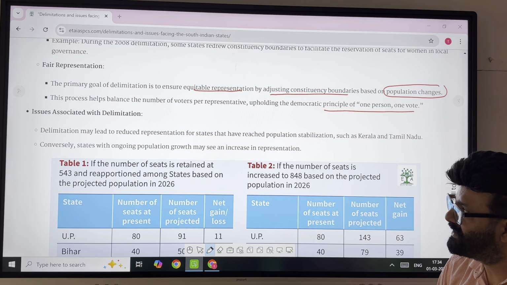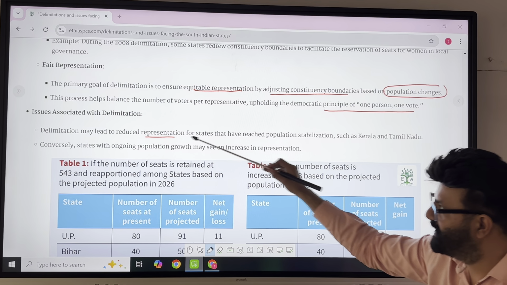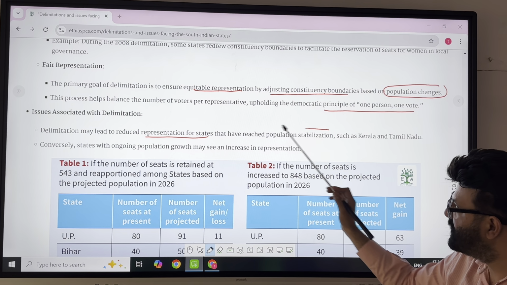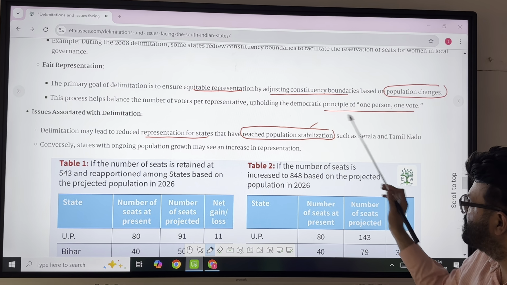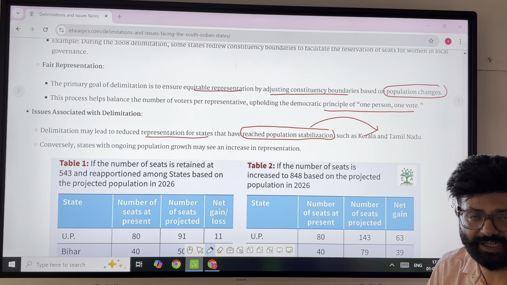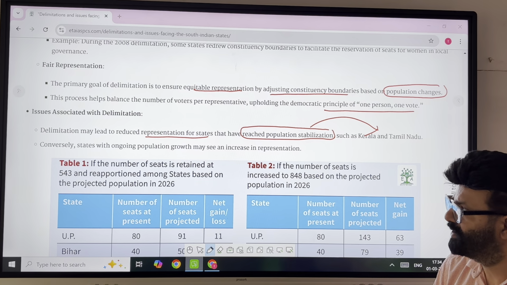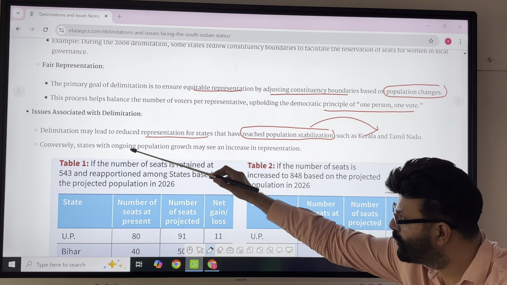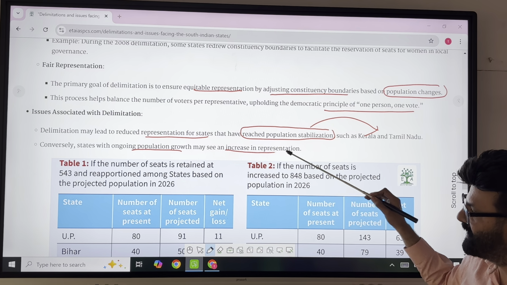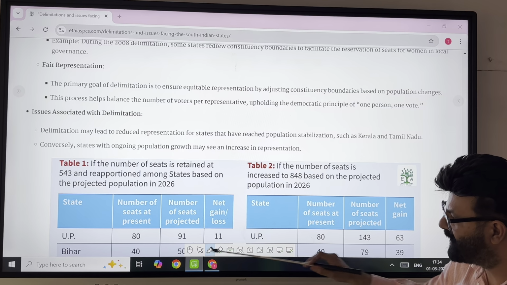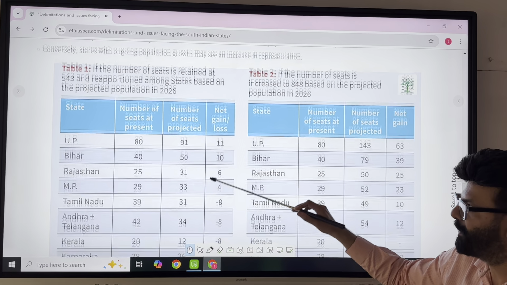Some states will have reduced representation, that is, those that have reached population stabilization, such as Kerala and Tamil Nadu. That is why southern states are protesting it, they are in fear also. Conversely, states with ongoing population growth may see an increase in representation. Now look at this table, you will understand more.